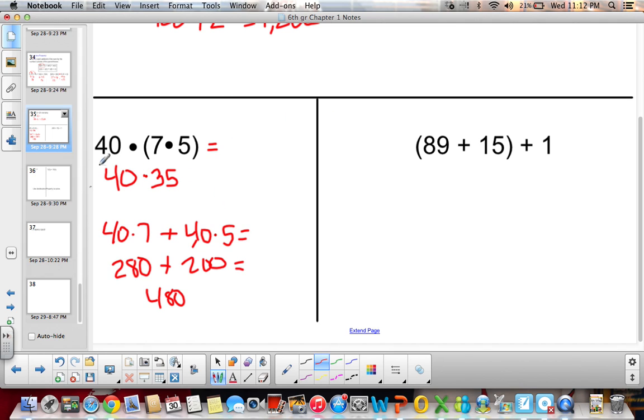So we were able to solve, instead of trying to figure this out, or even having a whole long piece of paper of multiplying these together, we can pick out and use properties to help us solve it a little bit easier. So our answer then would be 480.